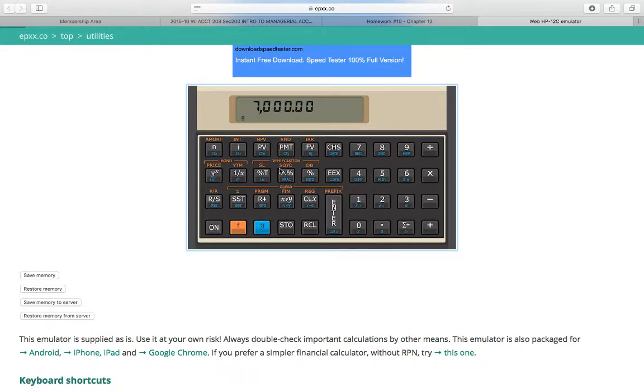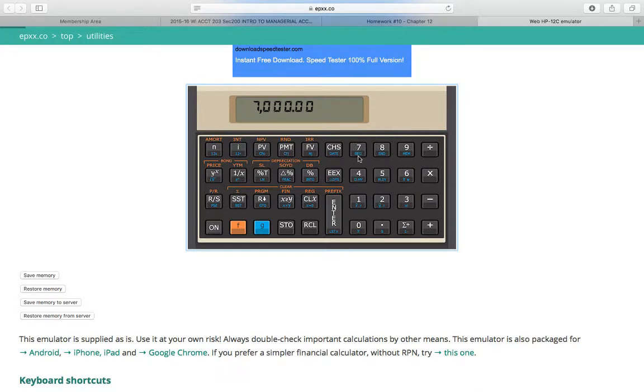Now year 3, I'll do it again. Year 4, year 5, year 6, year 7, and year 8, using that blue CFJ or payment button.